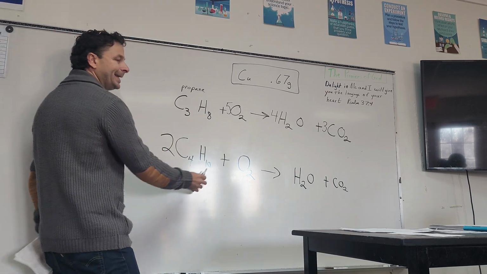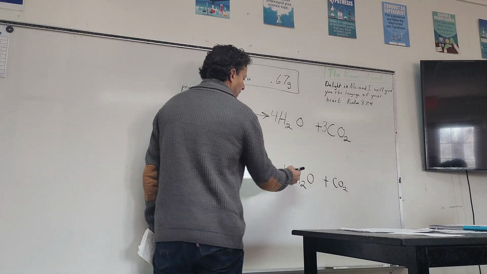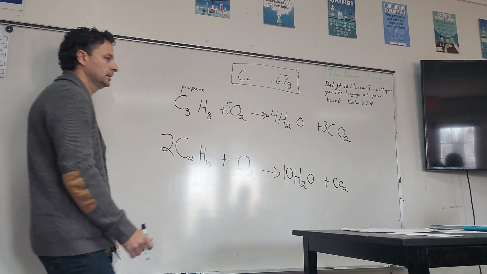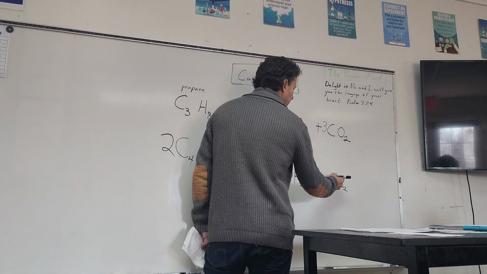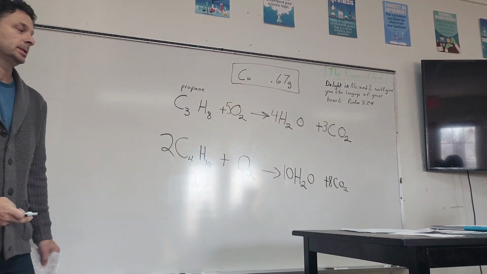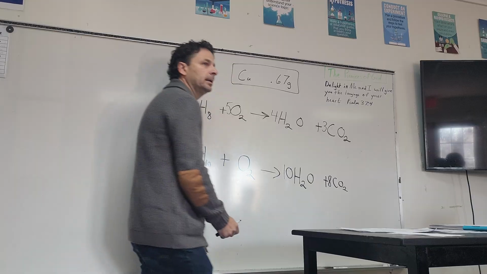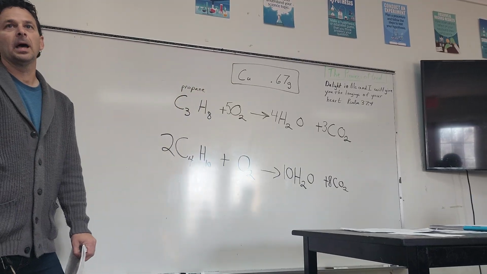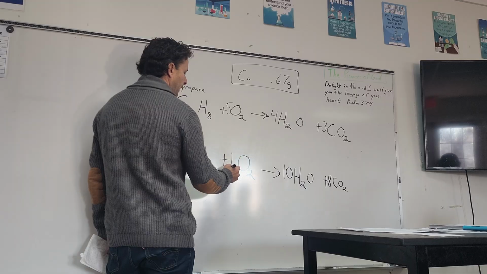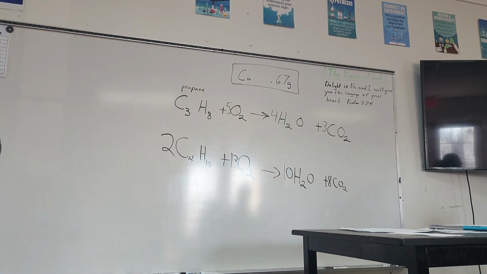Now I have 20 hydrogens. I need a 10 here. I now have 8 carbons. What do I put in front of CO2? 8. And now I have to total up all of those oxygens. I have 10 here and 16 here. 10 and 16 is a total of 26. And what do I need to put in front of O2? A 13 will do the trick. And these will fall out every time.